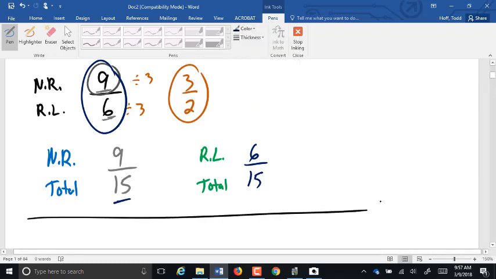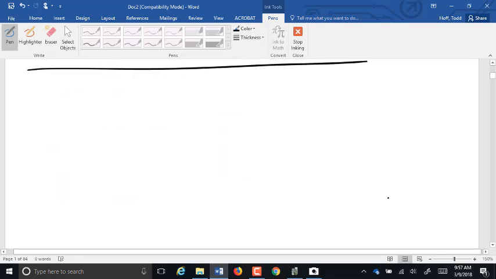So let's bring that concept back to our dilution. Let's say we have a 1 in 5 dilution.